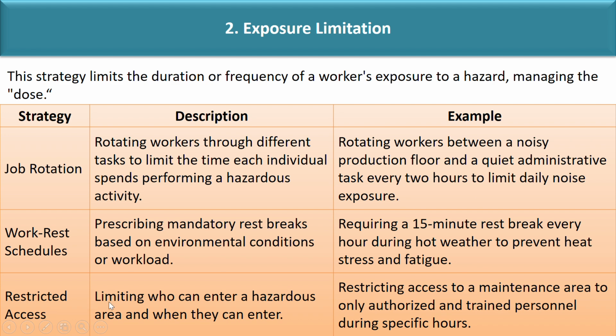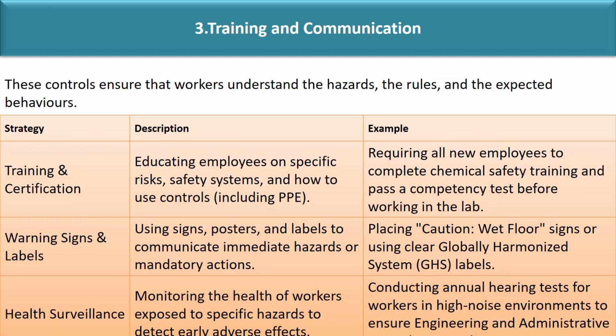Restricted access: limiting who can enter a hazardous area and when they can enter, restricting access to the maintenance area to only authorized and trained personnel during specific hours. Now, training and communication. Training and certification: educate employees on specific risks, provide them training, and require all new employees to complete chemical safety training and pass a competency test before working in the lab, because this is the mandatory training course.